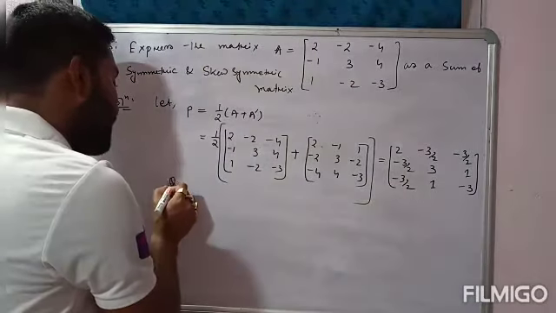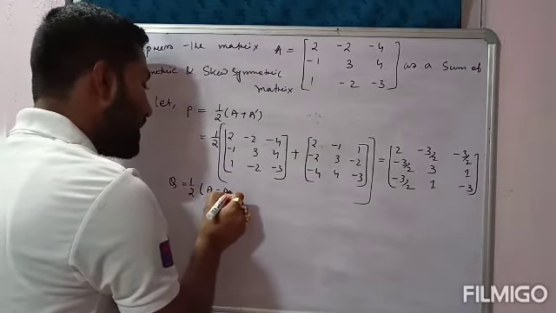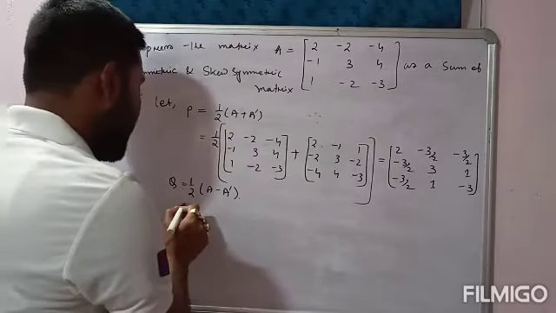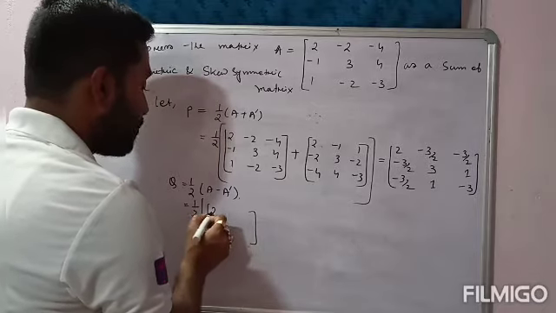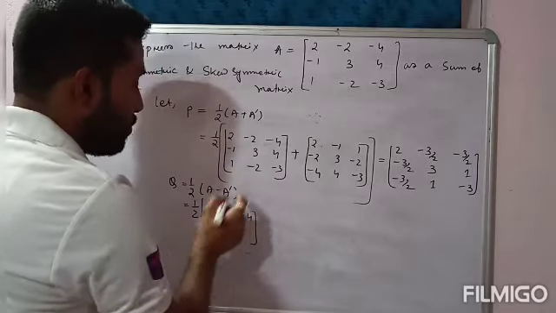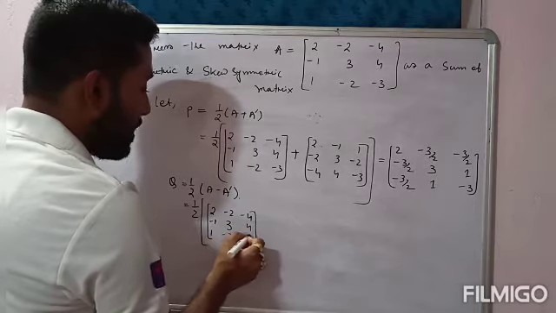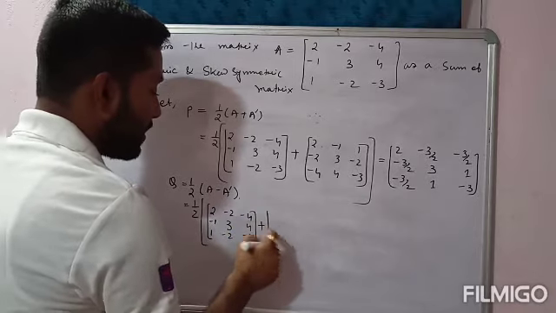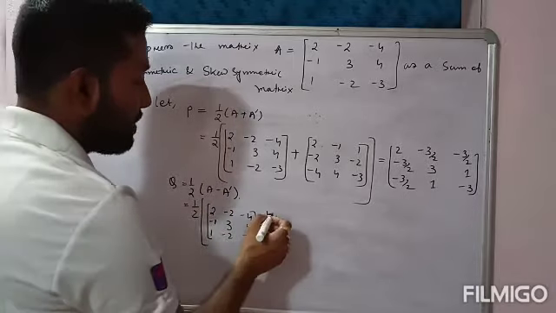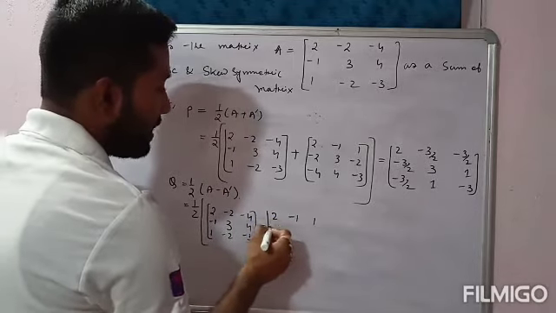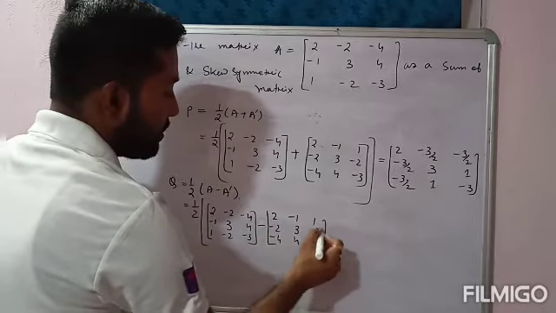Similarly, now you have to find the value of Q also. So Q is equal to, we all know, half of A minus A transpose. This is Q. That is half of. Now you have to subtract these two matrices. So 2 minus 2 minus 4, minus 1 3 4, 1 minus 2 minus 3, minus. Sorry, it will be minus here now because we are finding out the skew symmetric matrix. So 2 minus 1 1, minus 2 3 minus 2, minus 4 4 minus 3. Now just you have to subtract.